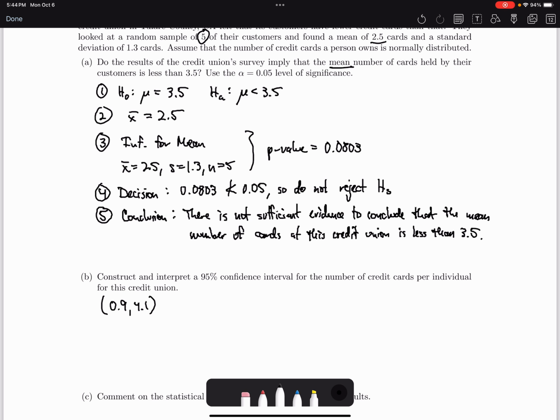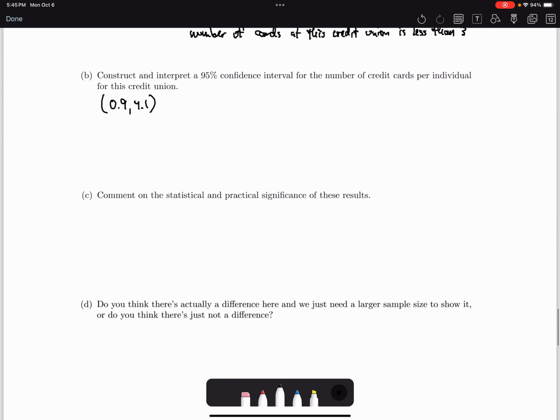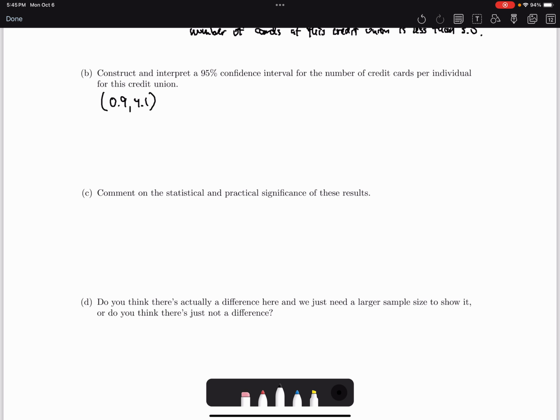Okay, so there's not sufficient evidence to conclude that the mean number of cards at this credit union is less than 3.5. Here's where the wording of this conclusion really matters, because I personally don't think it's that there isn't a difference here. I just think we didn't have enough evidence to prove it, right? So that's why we word these conclusions the way that we do. There's just not sufficient evidence, right? Here's our confidence interval that we already wrote. This time we were asked for an interpretation. So let's give an interpretation.